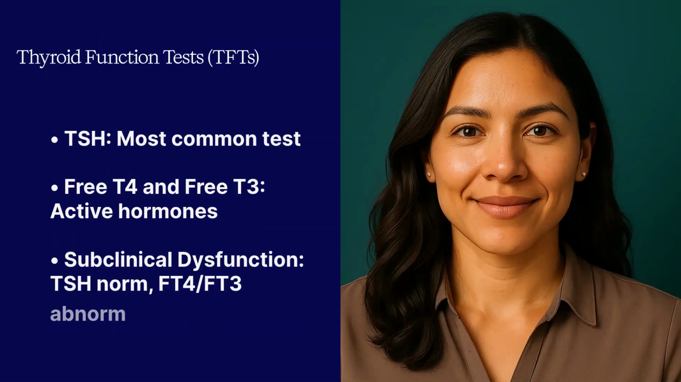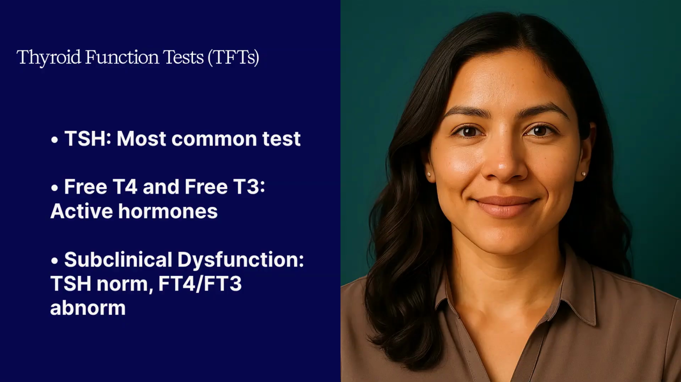Thyroid function tests, TFTs. How do we check if this axis is working properly with TFTs? TSH is our first and most common test. It tells us what the pituitary is saying to the thyroid. Free T4 and free T3. These are the active hormones. It is important to measure the free fraction because T4 and T3 are both highly protein-bound. Only about 0.4% of each hormone is unbound and active in the bloodstream.